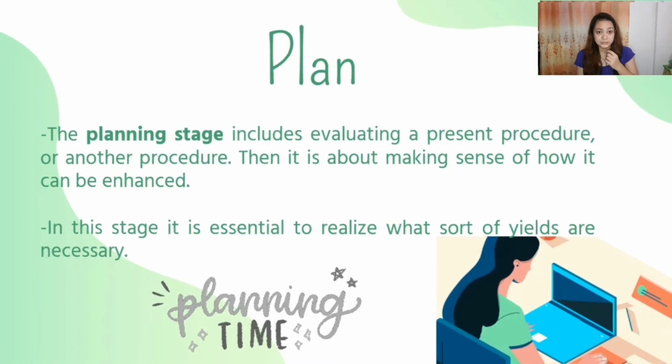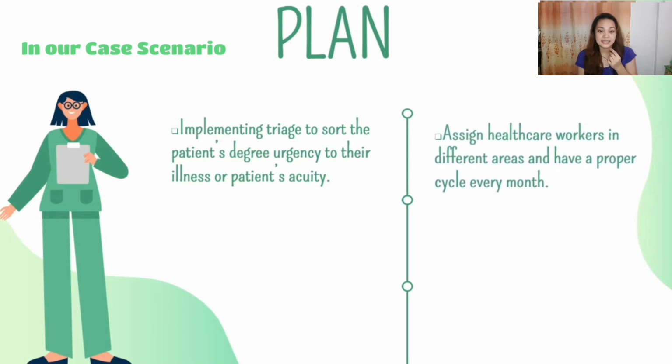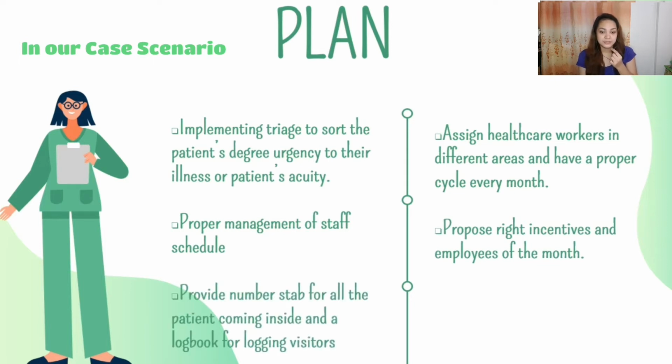This will be managed by implementing triage to sort the patients by the degree of urgency of their illness, or patient acuity, to provide the proper order of treatment needed. Next, assign healthcare workers in different areas and have a proper rotation every month. Next, proper management of staff schedules for harmonious workflow and satisfaction. Fourth, propose the right incentives for employees of the month to inspire others to do their best. Fifth, provide number tabs for all the patients coming in and a logbook for logging visitors. Lastly, provide a feedback form and a drop box.